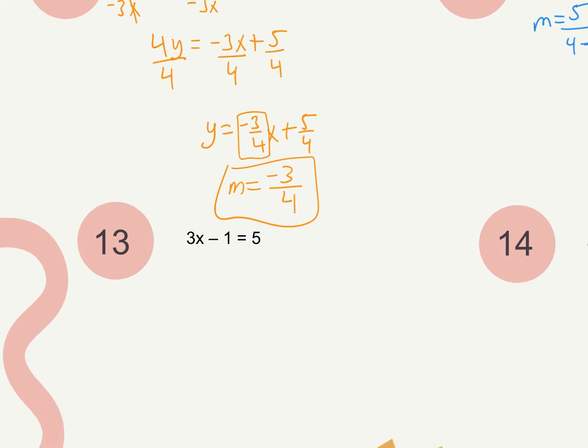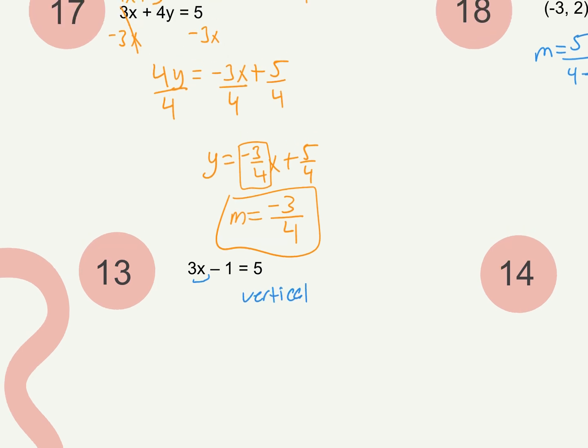All right, and then the next one, we have 3x minus 1 equals 5. Again, don't try to solve for x. Think about it. What kind of slope does an equation with just x have? What kind of line is that? If we have something that says x equals something, this is going to be a vertical line. A vertical line has what kind of slope? Undefined. So we say m is undefined.